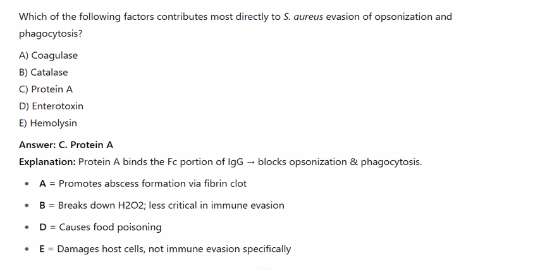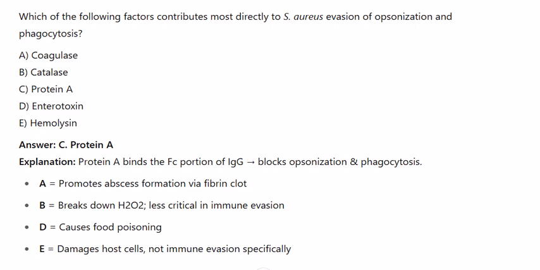Question 3. Which of the following factors contributes most directly to S. aureus evasion of opsonization and phagocytosis? A. Coagulase. B. Catalase. C. Protein A. D. Enterotoxin. E. Hemolysin. Answer C. Explanation. Protein A binds the Fc portion of IgG, blocks opsonization and phagocytosis.